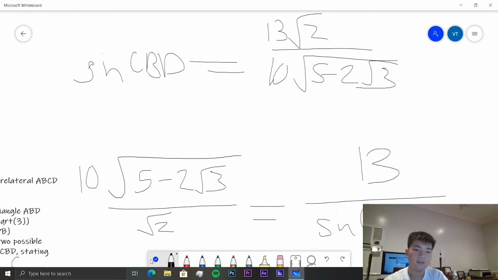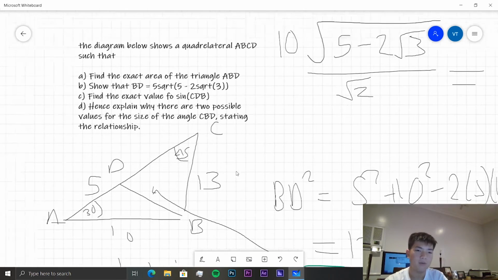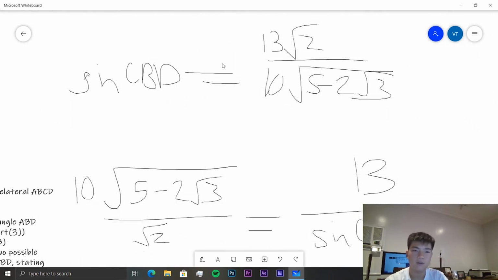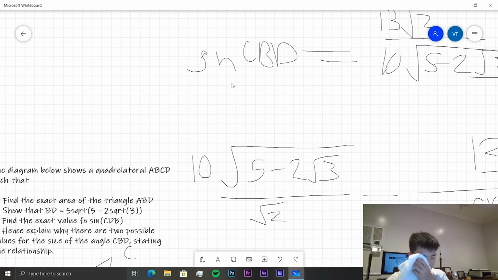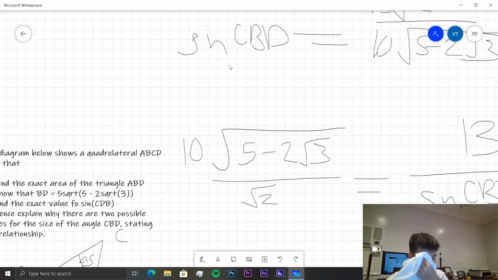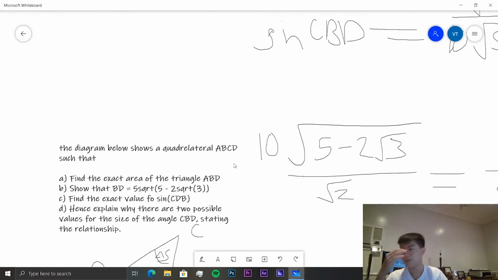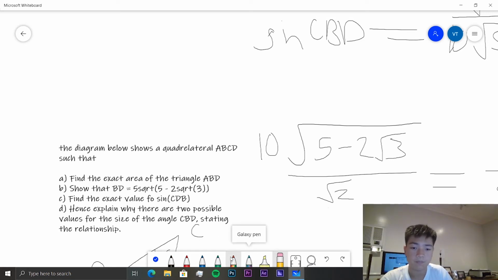And so why are there two possible values for the angle? Well, that's because there are two possible values for this sine. One is going to be an acute angle and one is going to be an obtuse angle, and the relationship is that they are, is it called supplementary? I think it's supplementary angles. So if you add both of those angles together, it will add up to 180. So yeah, let's move on to the next question.